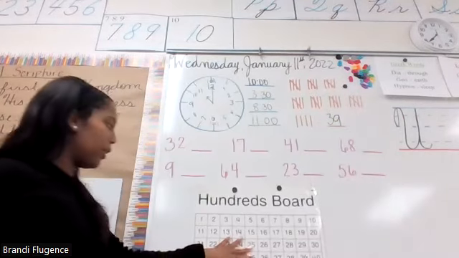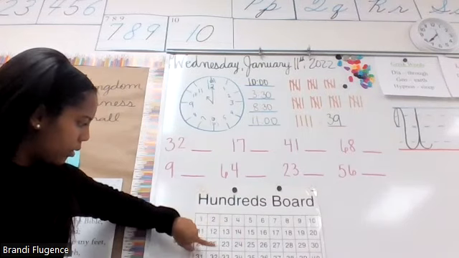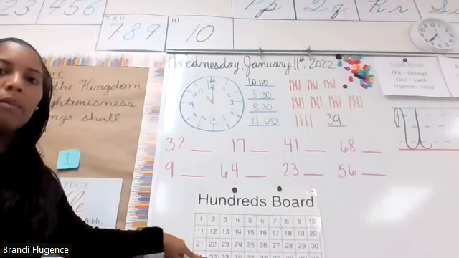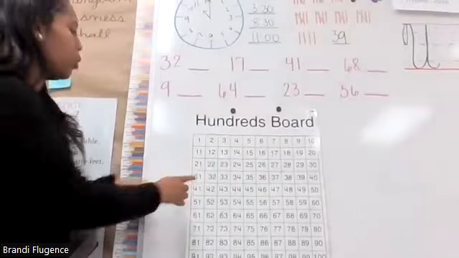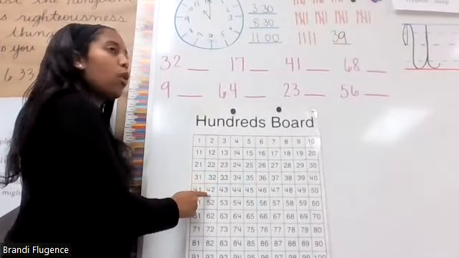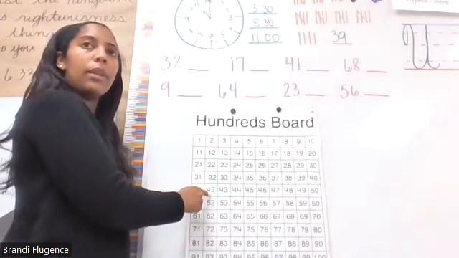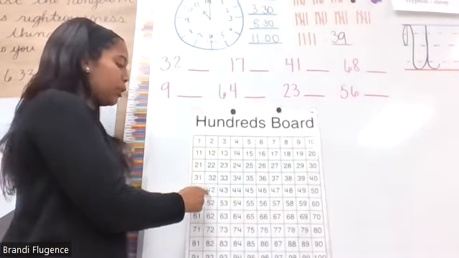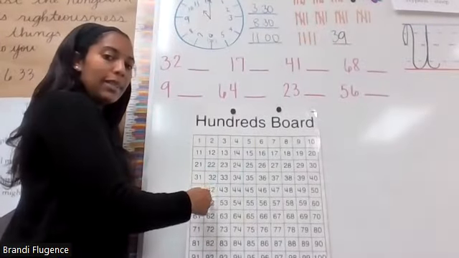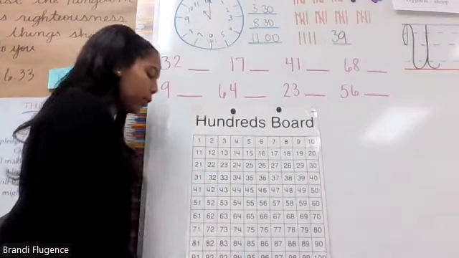Okay, so let's find 32. So 32 is right here on our chart. Okay? 32. So 10 more, is it going to be 33 or 42? Which one would be 10 more? 42. Remember, when we go down, it's 10 more. So 10 more than 32 is 42.